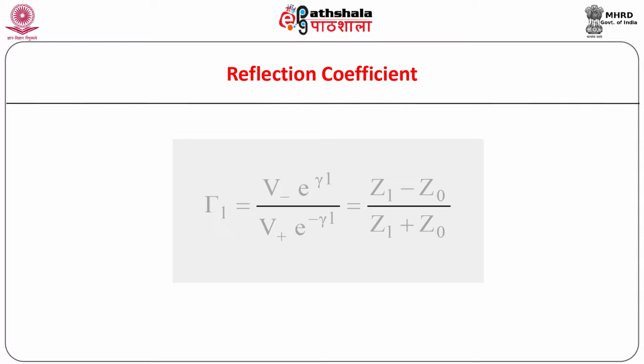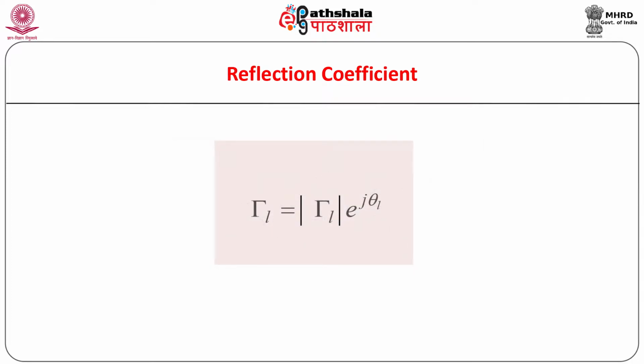From the expression, it can be seen that when ZL is equal to Z0, tau L is equal to 0. That is, there is no reflection, and the transmission line is called a matched transmission line. If the load impedance and the characteristic impedance are real, then the reflection coefficient is obviously real. However, in general, these two impedances are complex quantities. Hence, the reflection coefficient is also a complex quantity. It has magnitude as well as phase.